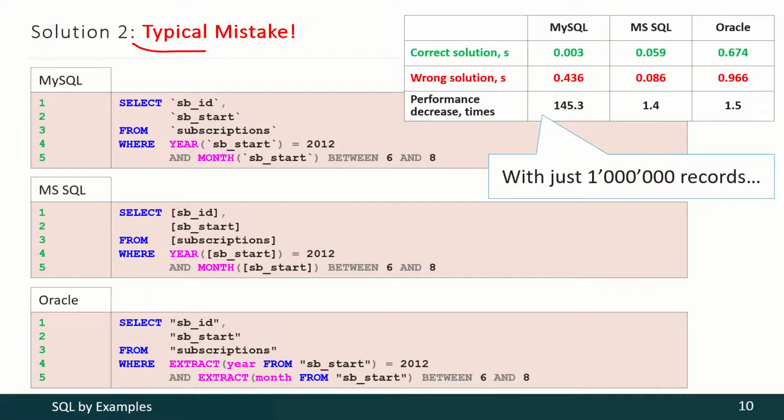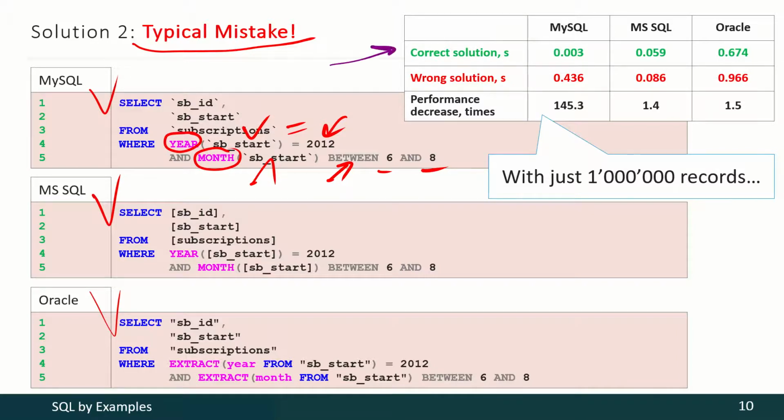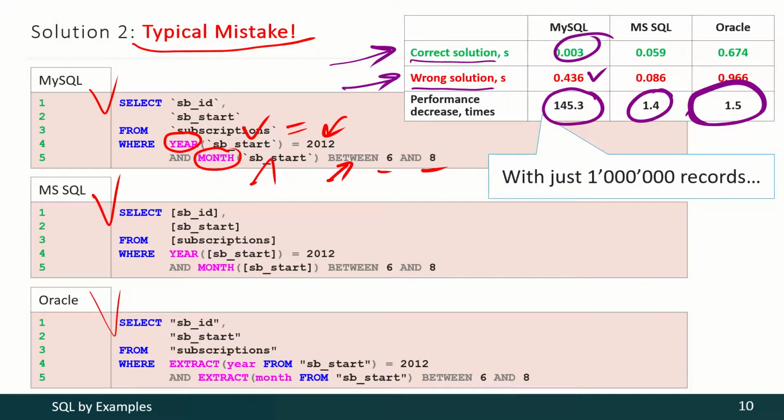And here is the typical mistake. What if we first extract year and month from that date and make it equal to 2012 and here between 6 and 8? Yes, all these 3 queries will produce correct result, but at what cost? Compare these values. This is the performance of our correct solution and this is the performance of incorrect solution. And this is the difference. This is how many times our first decision is faster than our second one.